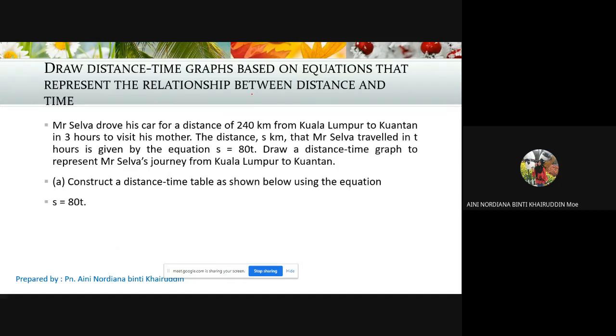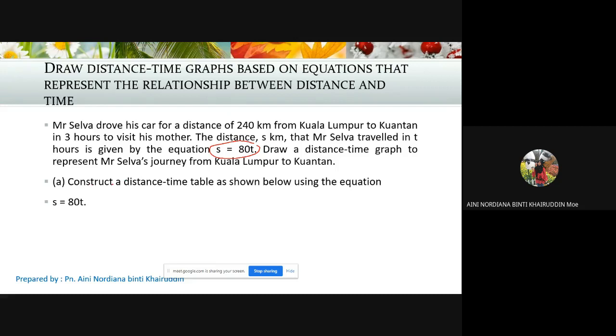Okey, ini contoh kedua. Mr. Selva drove his car for a distance of 240 km from Kuala Lumpur to Kuantan in 3 hours to visit his mother. Okay. The distance S kilometer that Mr. Selva travels in T hours is given by the equation. Yang ni dia bagi equation. Draw a distance time graph to represent Mr. Selva's journey from Kuala Lumpur to Kuantan.